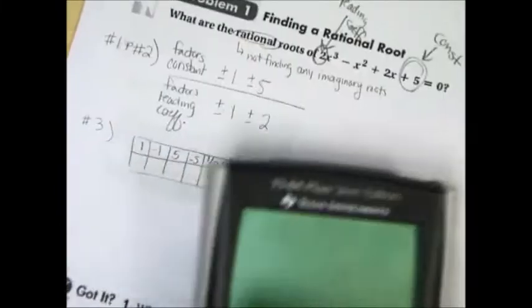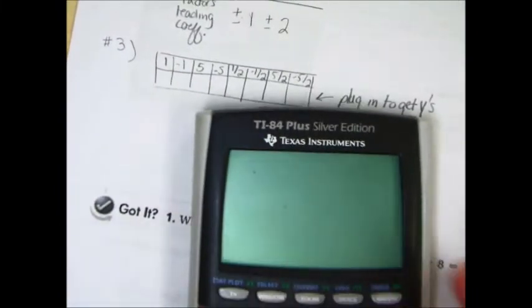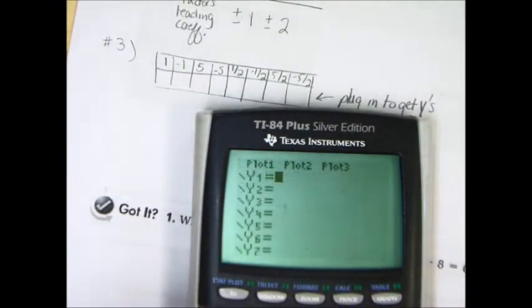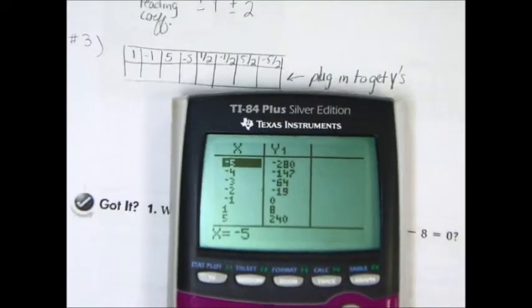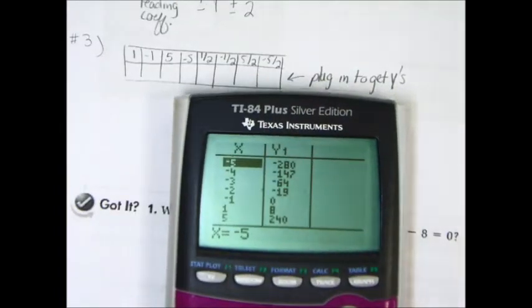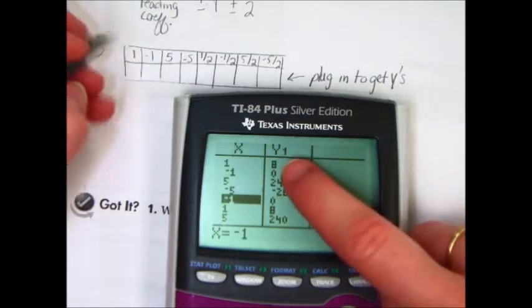So I'm going to cheat. I'm going to go to my y equals on my calculator. I'm going to type my original equation in: 2x to the third power minus x squared plus 2x plus 5. So I've got my equation in. Now I'm going to go to my table, just like I taught you. I'm going to type all of these options in. So 1, negative 1, 5, negative 5. I'm going to write my answers down.